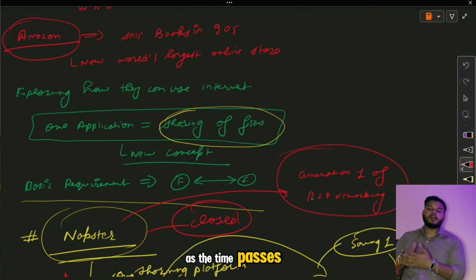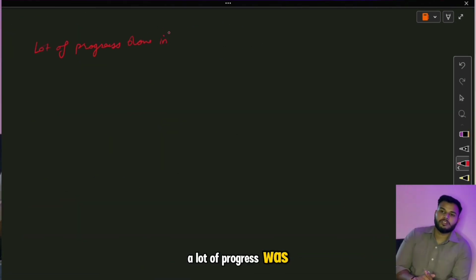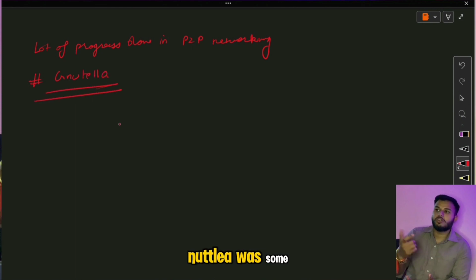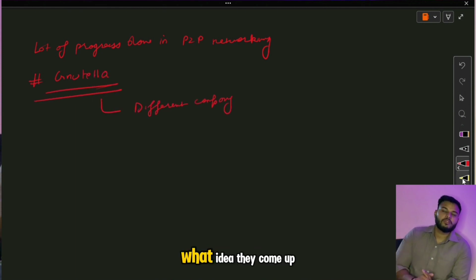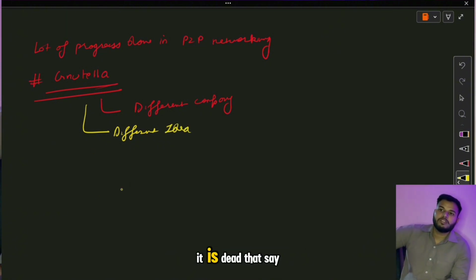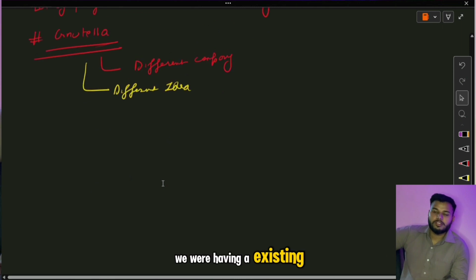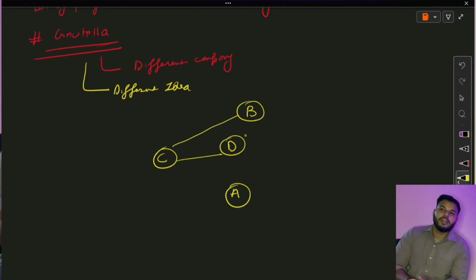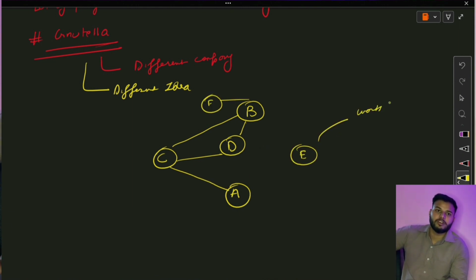As time passed, a lot of progress was made in peer-to-peer networking, and something called Gnutella came into the picture. Gnutella was a different company, and the idea they came up with was completely different. Just to give you a brief on what Gnutella did: let's say we have an existing network of 4 nodes, A, B, C, D, and another node, E, wants to join this Gnutella network.